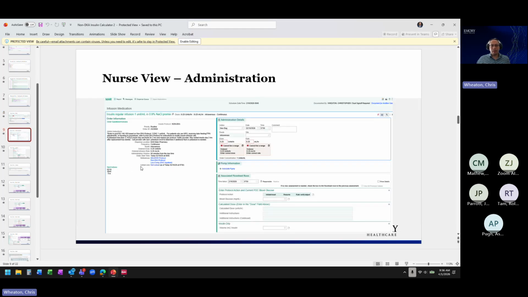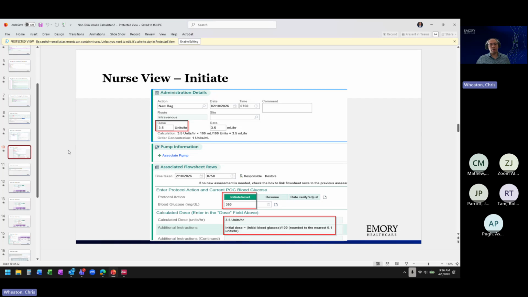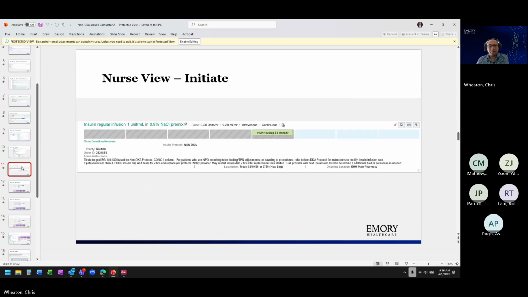Like the DKA calculator, there is now going to be these flowsheet rows where they can now enter in the blood glucose values and get from the lab results, and then get a calculated dose from the calculator that matches the protocol to inform how to titrate. So for example, if we initiate the calculator with a blood glucose of 350, it calculates out an initial dose of 3.5 units per hour.